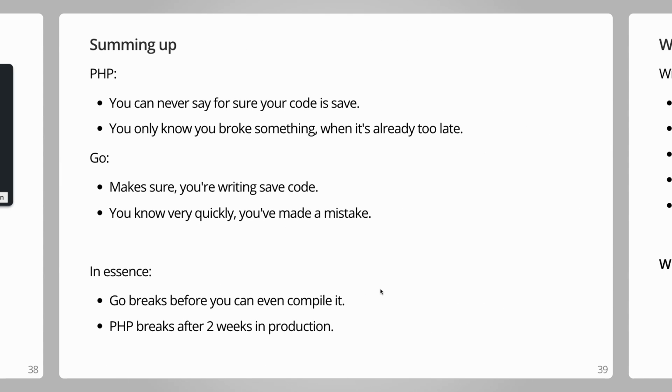So summing up, in PHP you can never say for sure that your code is safe. You only know you broke something when it's already too late. And in Go, however, it makes sure that you're writing safe code and you know very quickly you've made a mistake. So in essence, Go breaks before you can even compile it. PHP usually breaks after 2 weeks in production.